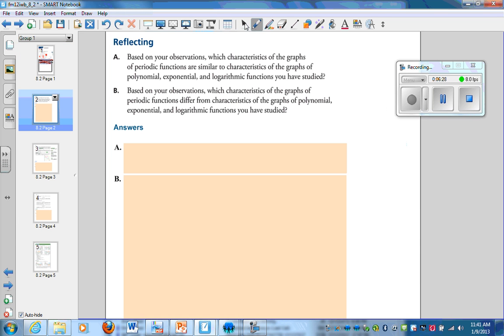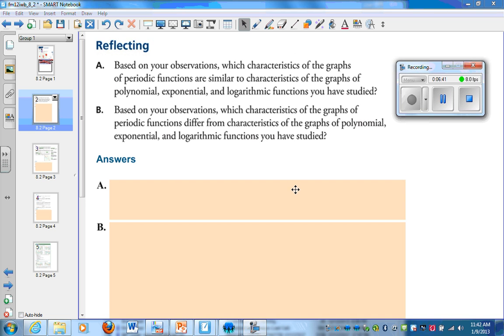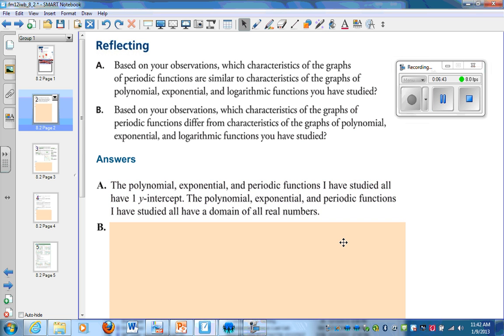Based on your observations, which characteristics of the graphs of periodic functions are similar to characteristics of the graphs of the polynomial, exponential, and logarithmic? So what's similar? The polynomial, exponential, and periodic functions I have studied all have one y-intercept. This as well has one y-intercept. The polynomial, exponential, and periodic functions all have a domain of real numbers.